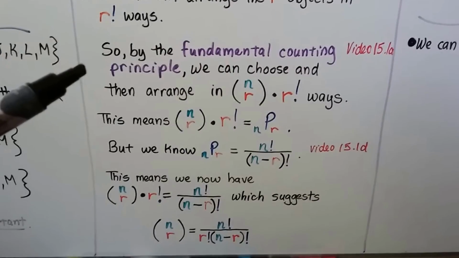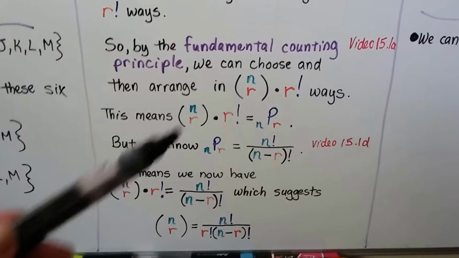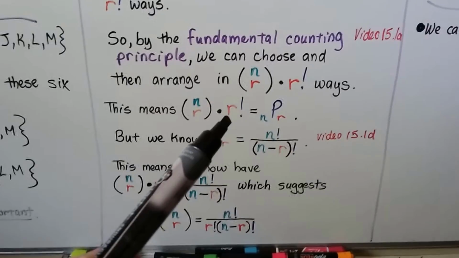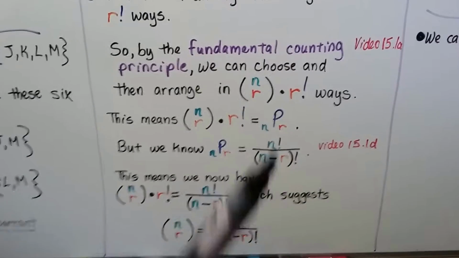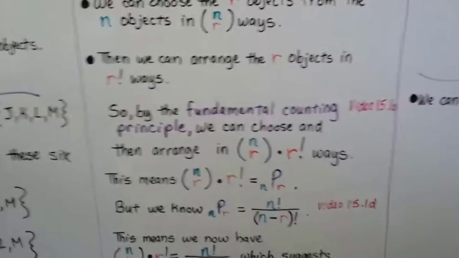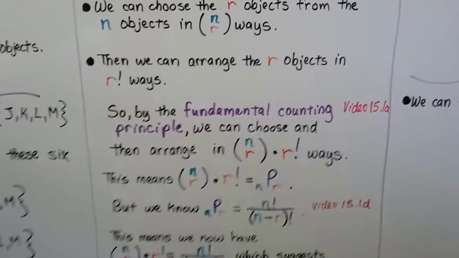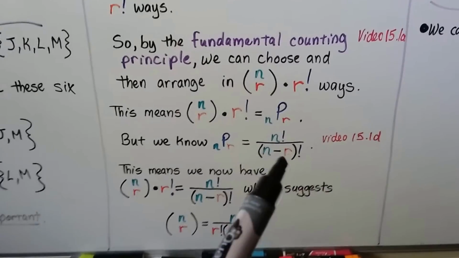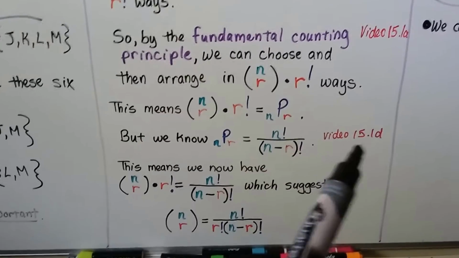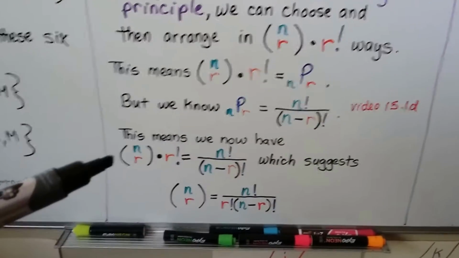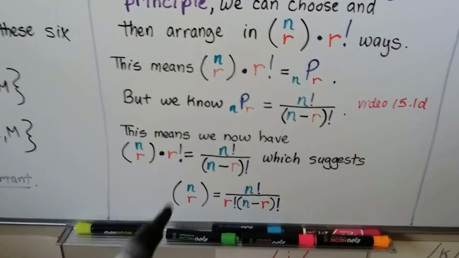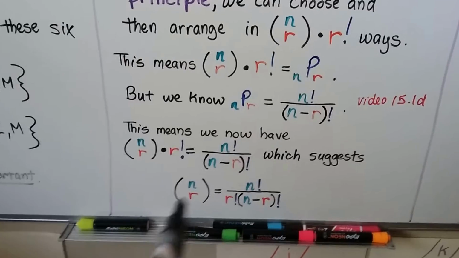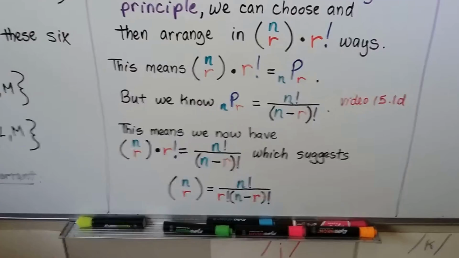So by the fundamental counting principle, we can choose and then arrange in n choose r times r factorial ways. This means n choose r times r factorial is equal to nPr. It's equal to the number of permutations of n objects taken r at a time. We know nPr is equal to n factorial divided by n minus r factorial. We learned that in video 15.1d. This means we now have n choose r times r factorial is equal to n factorial divided by n minus r factorial, which suggests this, and that's our theorem that I'm going to show you, okay?